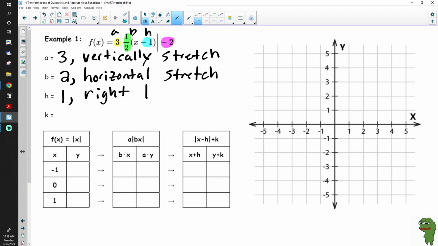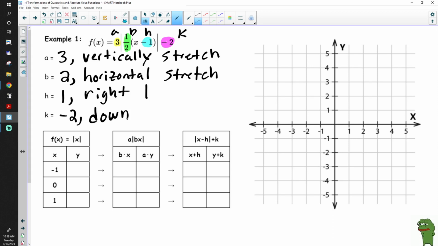Last but not least, our purple at the end, or pink. This is on the outside. It's your K value. You look at it with your eyeballs and you write it down. It's -2. Go to your table. Look at K value. When your K value is -2, where's it going? Down 2. Yep. Down 2. 4 things are going to happen. Vertical stretch, horizontal stretch, it will slide to the right 1, and it will slide down 2.